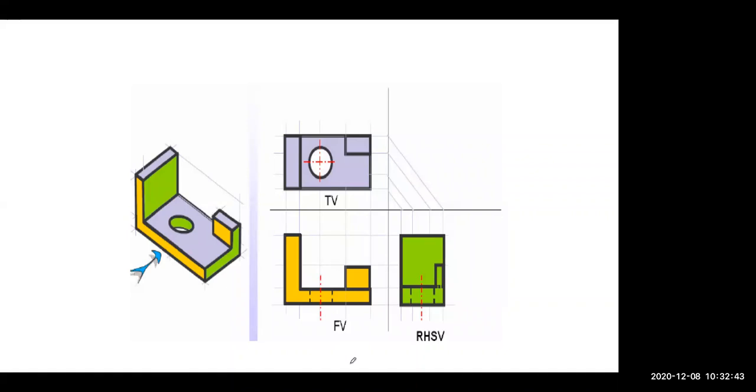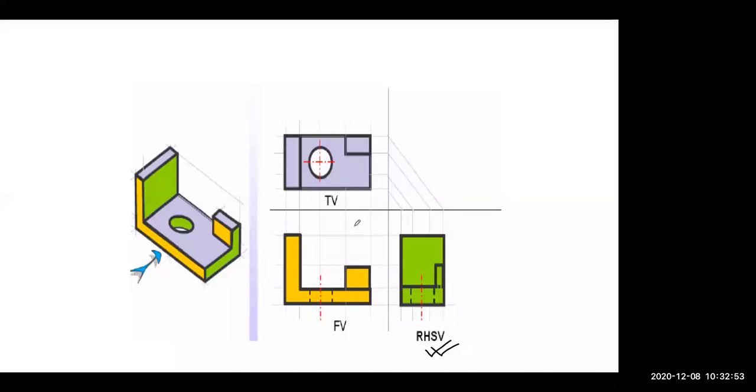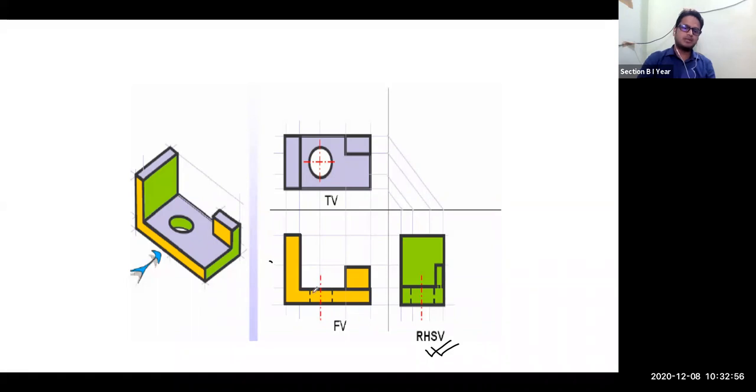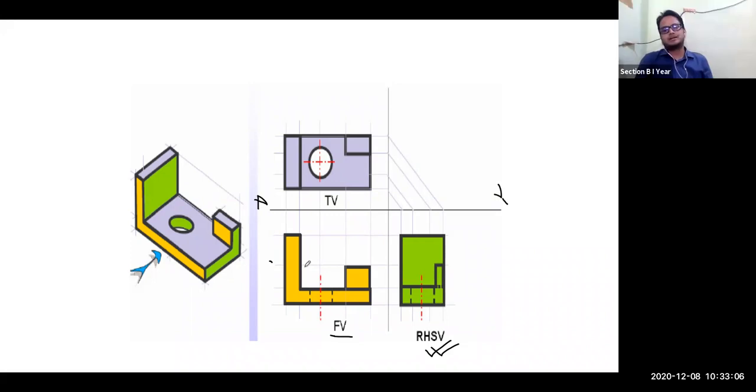Because the right side view is on the right side. Yes, this is one of the signs that the right hand side view is on your right hand side. One more difference: your front view is coming below your reference line. This is your reference line X and Y. The front view of the object is represented by this yellow color.